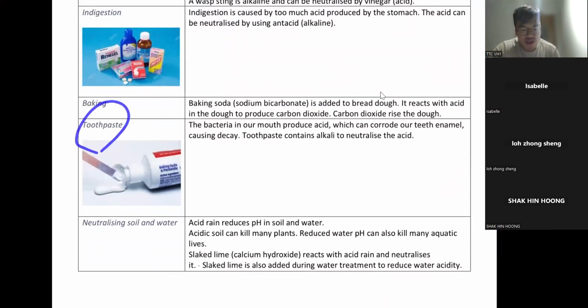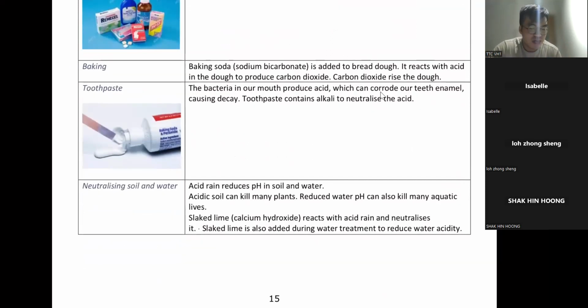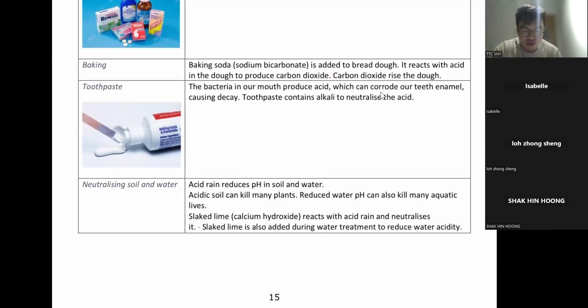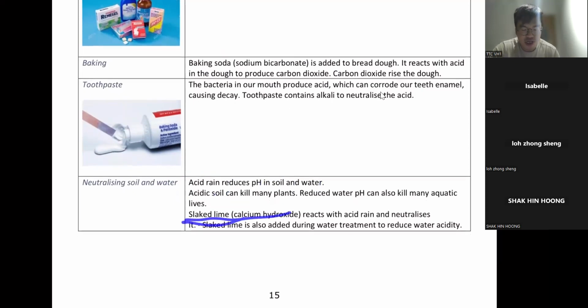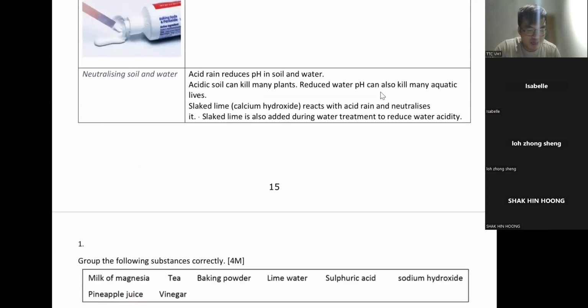Okay, toothpaste is alkaline. It will neutralize the acid in our mouth so that we don't get tooth decay. Neutralizing soil and water: acid rain will make the soil acidic, and will make the water acidic. So we add slaked lime, which is calcium hydroxide, to neutralize the soil and water. Now the plants can survive, and the animals inside can survive. Am I making sense here?